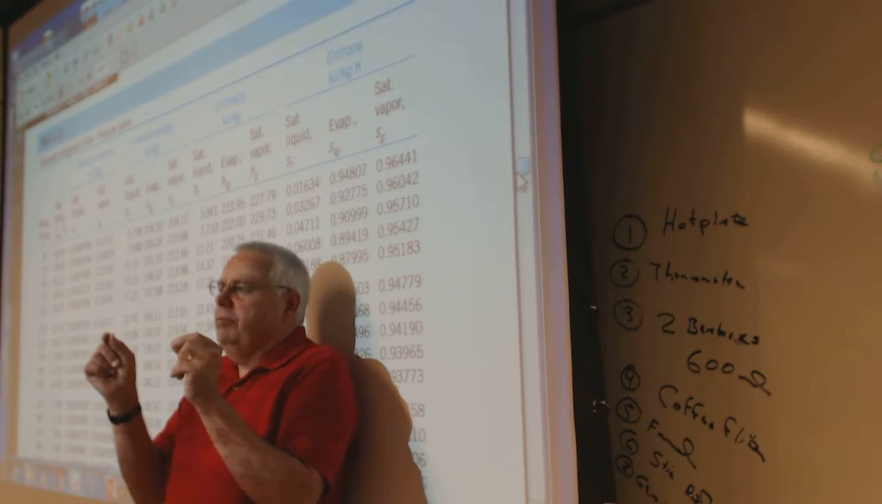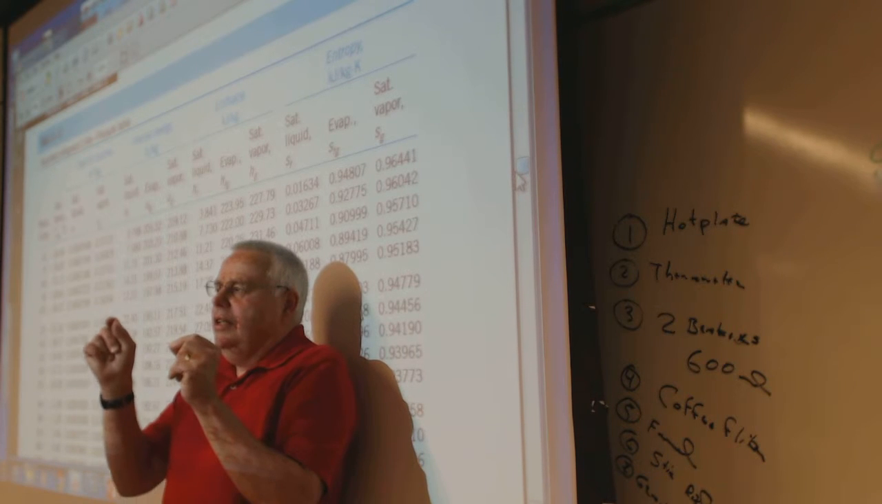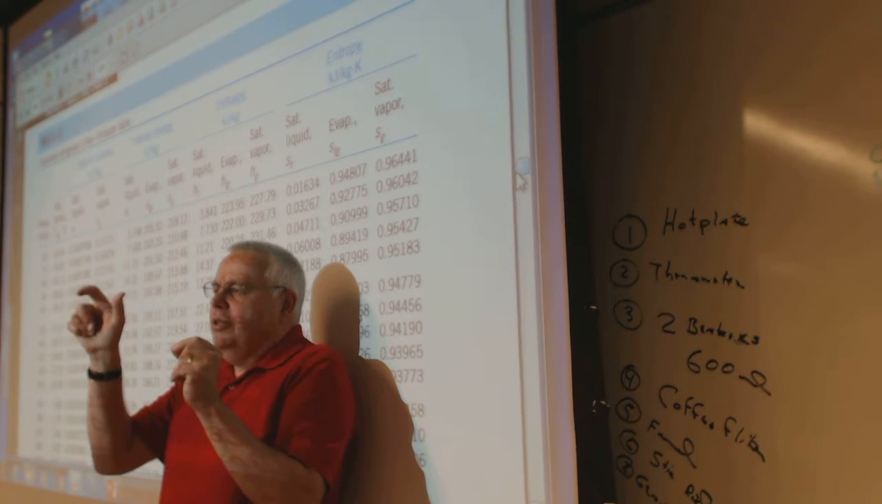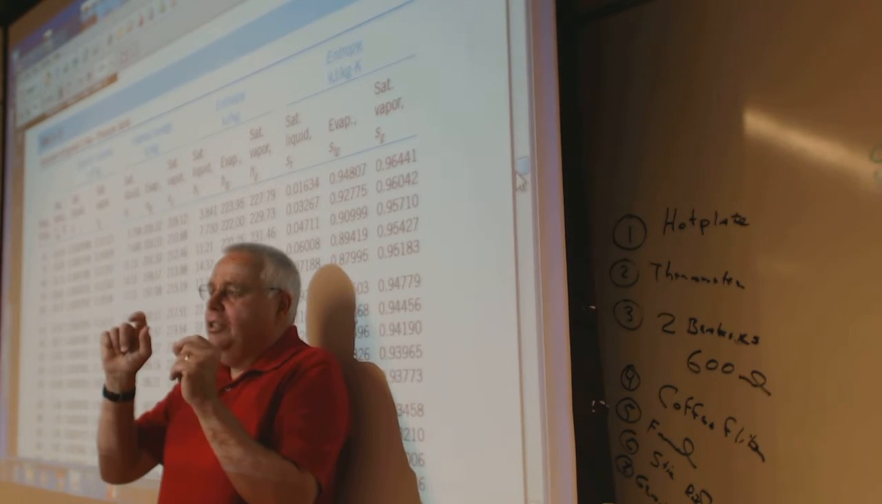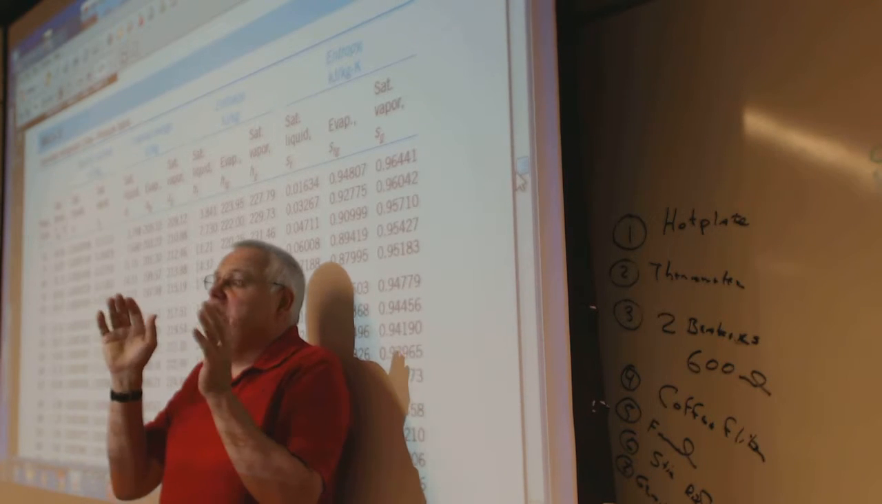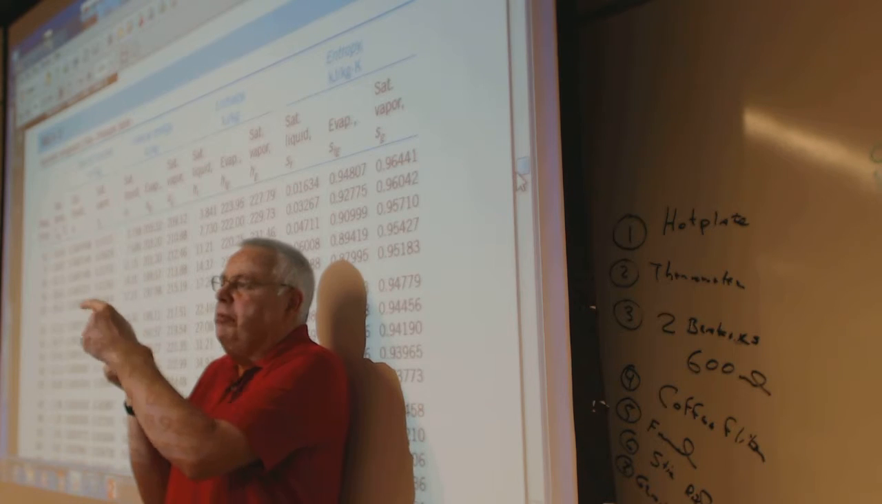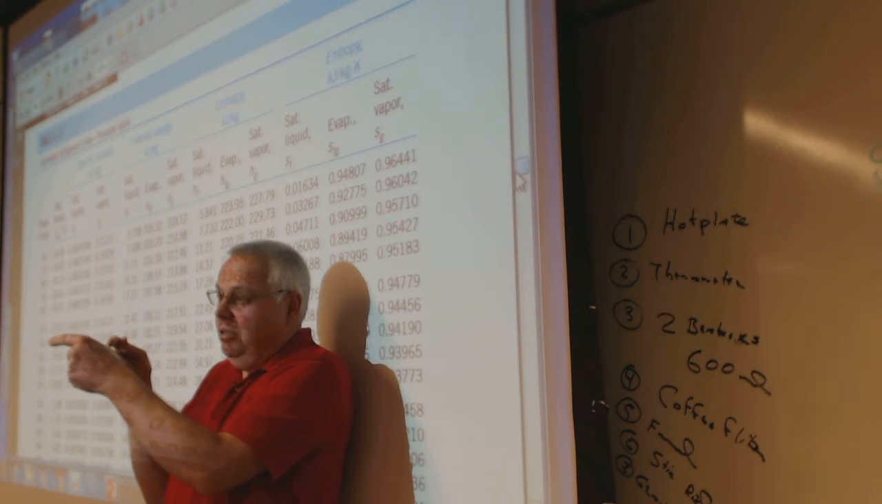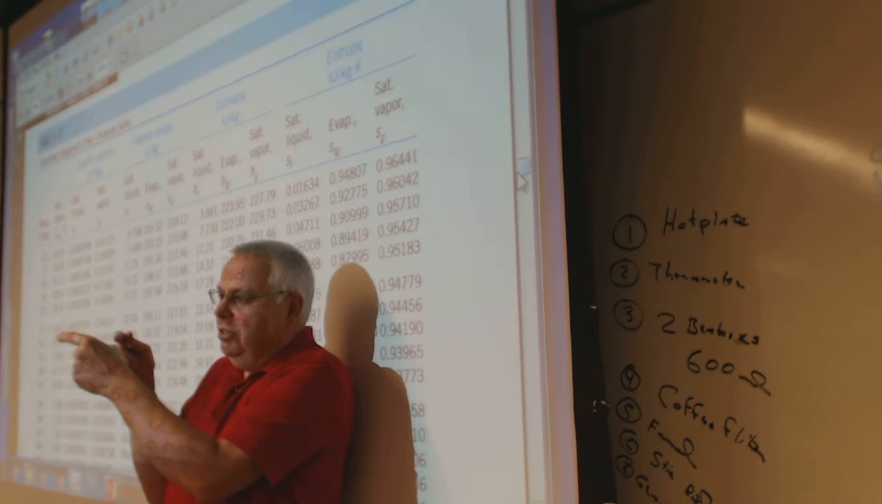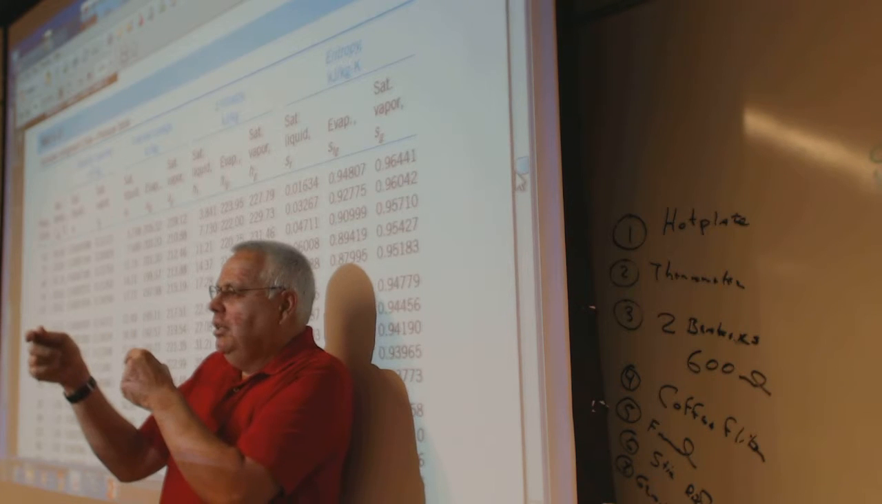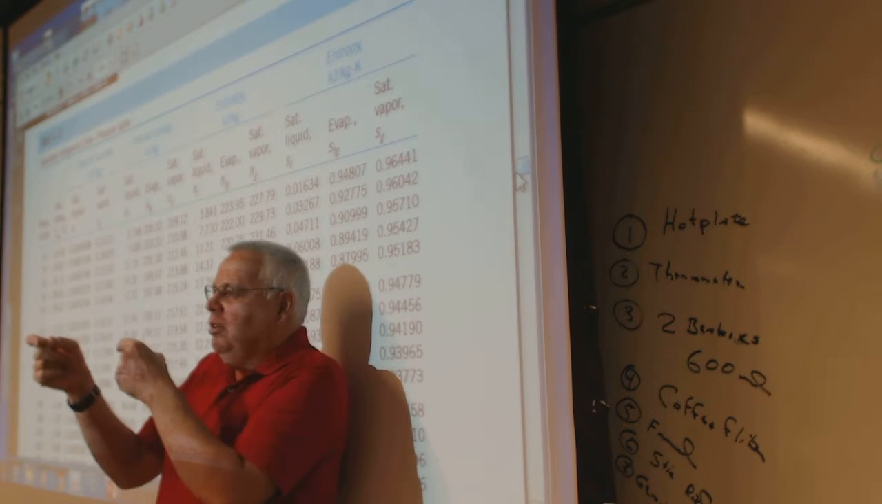If it's a saturated mixture, then you have a boiling temperature. Whatever that pressure is, it's in saturation. So if you know the temperature, there's only one pressure it can have and be at the boiling point, at the saturation point. If you have one pressure, it can only be at one temperature.